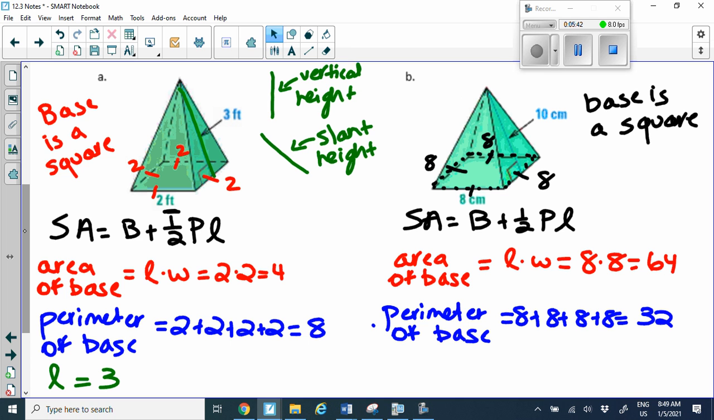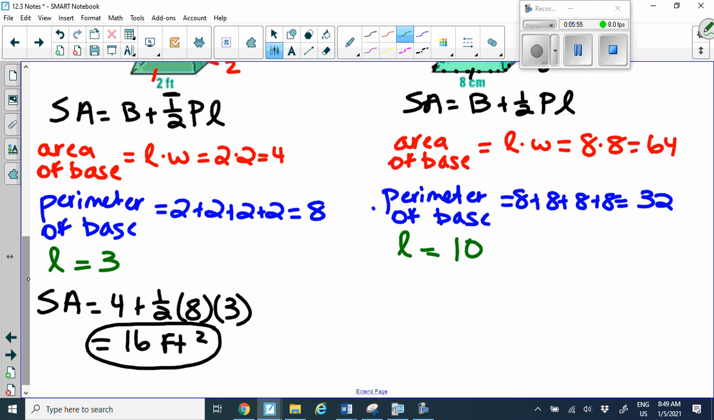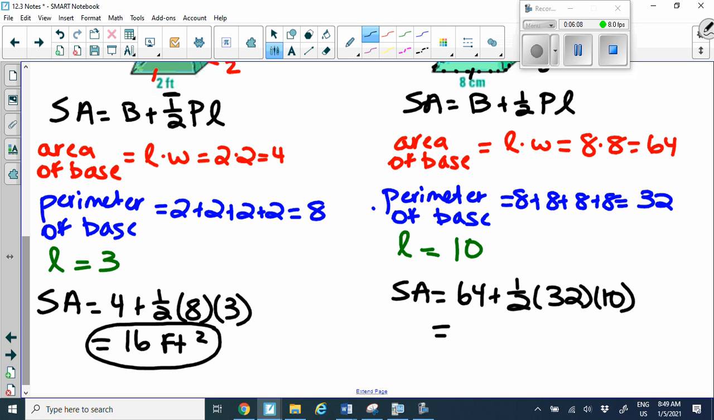Then from there, we have our slant height. So remember, the slant height is going to go diagonally, which this is, and notice it is 10. So now we plug all these numbers in. So we have SA equals 64 plus 1/2 times 32 times 10. Just plug that into your calculator, and when you do, you get 224. Notice what our units is, centimeters, and because this is surface area, we use squared.